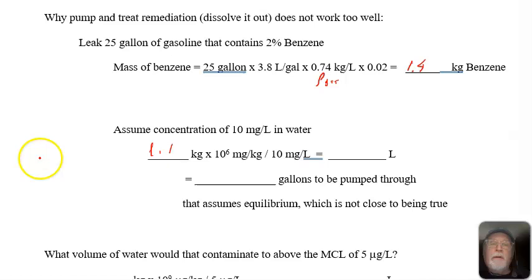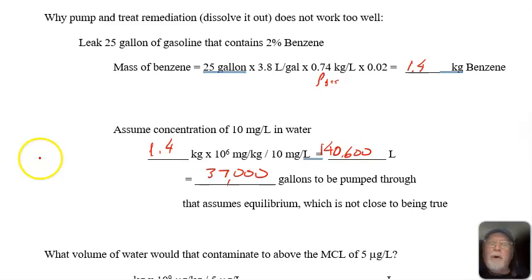So that's 1.4 kilograms. And I'm going to try to dissolve it out by pumping water through there. So as I said, I'm going to get about 10 milligrams per liter coming out. Might get 18 or something, but 10 is a pretty good number. So if I take 1.4 kilograms, convert units 10 to the 6 milligrams per kilogram, divided by 10 milligrams per liter, that's 141,000 liters, or about 37,000 gallons. So that doesn't sound like that much, 25 gallons, and only a little of that's benzene, 1.4 kilograms of benzene, but it's going to take me 37,000 gallons to pump that out of there.